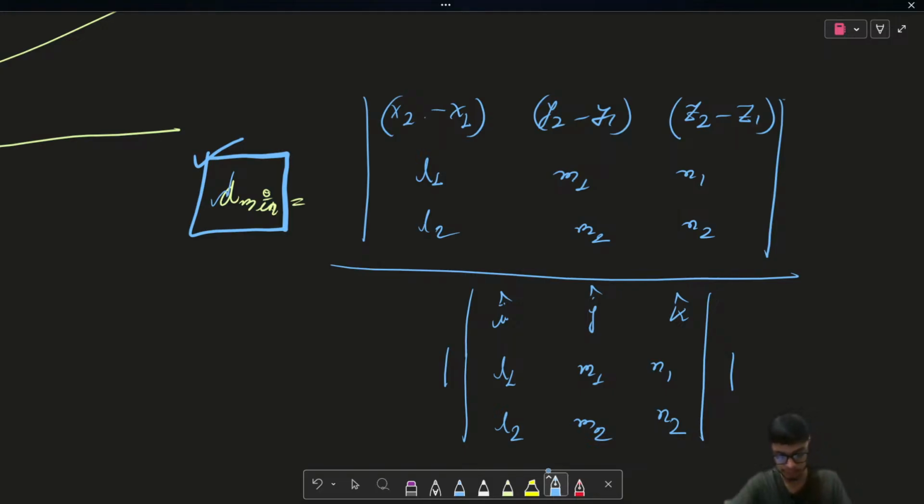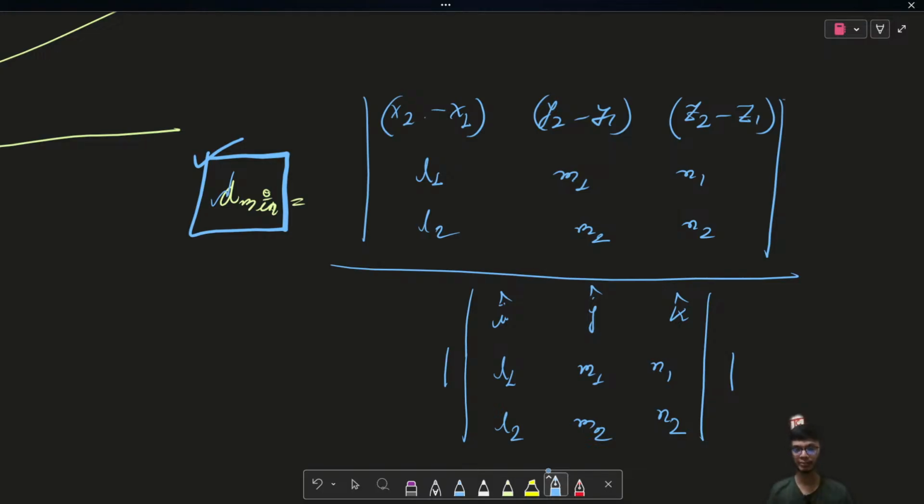Is this part clear? Please let me know in the live chat. Is this part clear? Because this particular part is going to be very, very important.